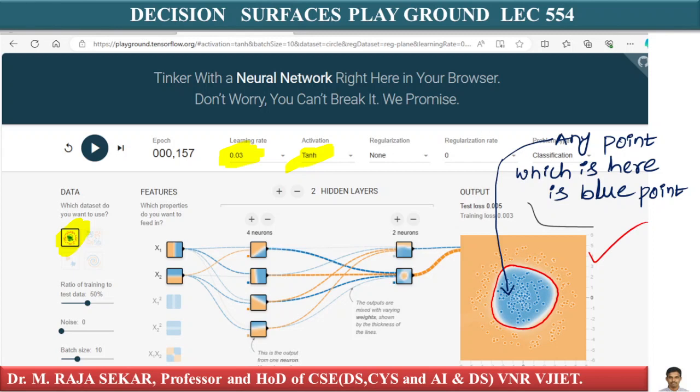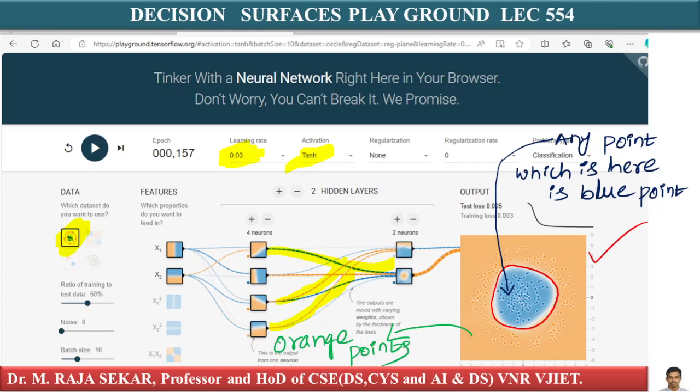Any point which is in this particular region, what does it mean? Any point which is here is actually a blue point. Anything that is in the orange region is an orange point. And the width of this line, what is this? The width of the line shows whether the weight is larger or smaller.